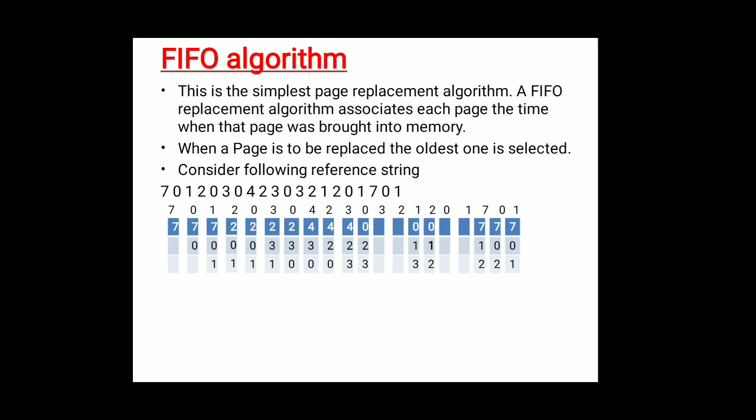In the first frame we are going to add 7. Since the first frame is empty, we bring page number 7 from the hard disk and store it in memory. So we call this first frame a page fault. Why do we say page fault? Because the CPU is demanding page number 7, it is not available in the frame, and we are getting it from the hard disk to the main memory. So it is marked as a page fault.